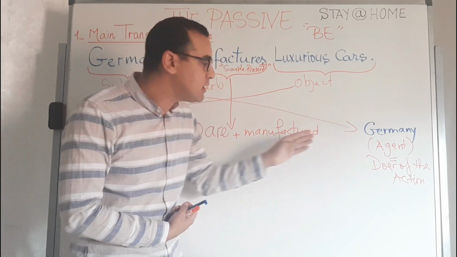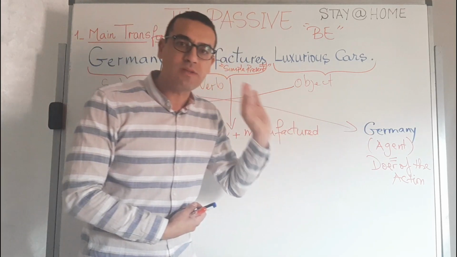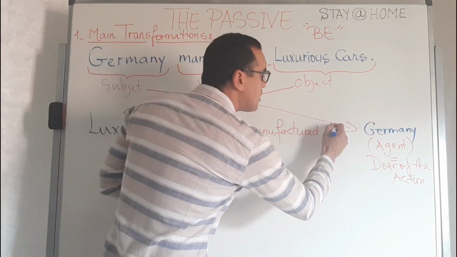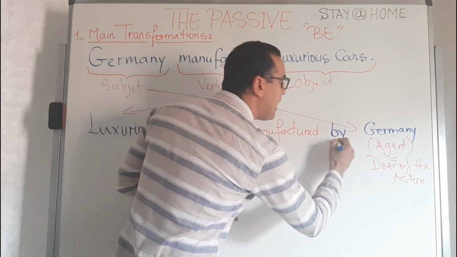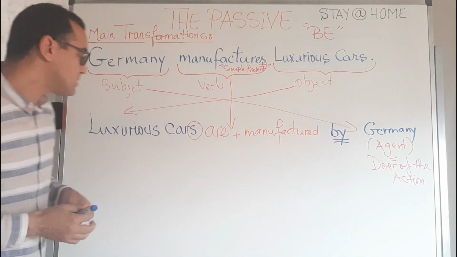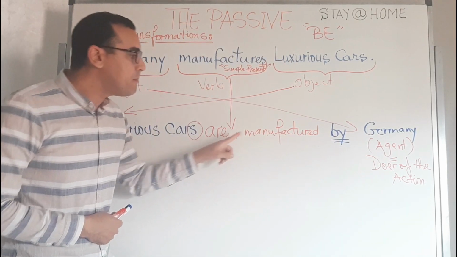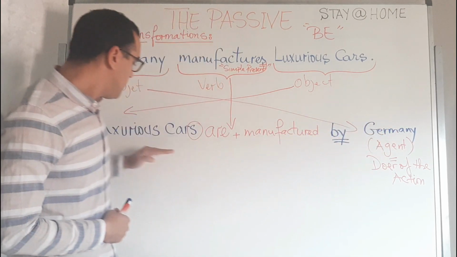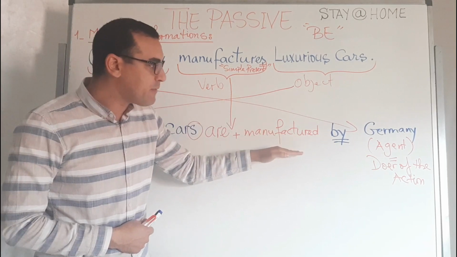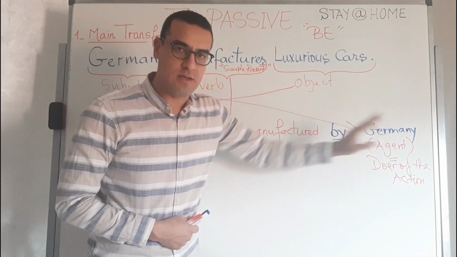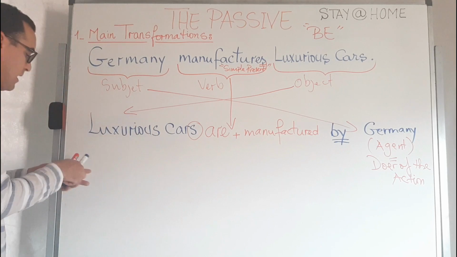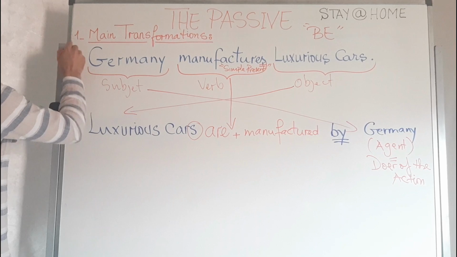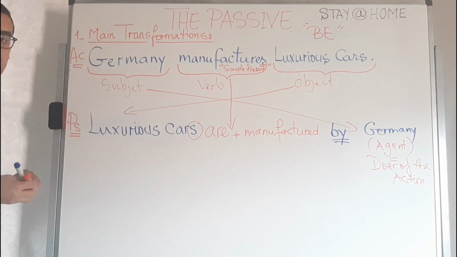We need something here in order to make this sentence accurate and grammatically correct. So we have the agent. We insert the word by. It's very important. Luxurious cars are manufactured by Germany. So here we have a passive transformation. And here we have an active transformation if you want.